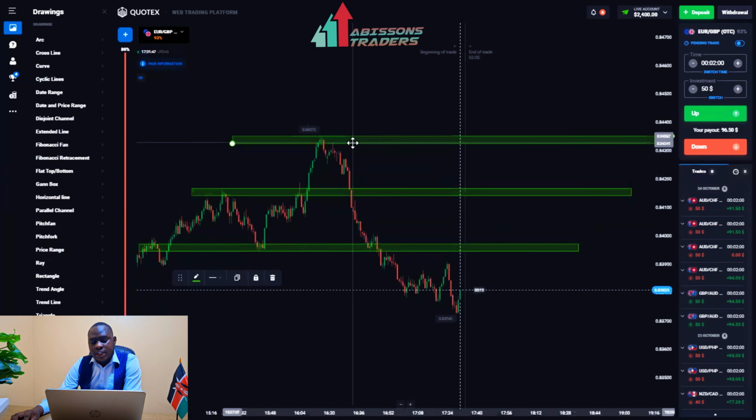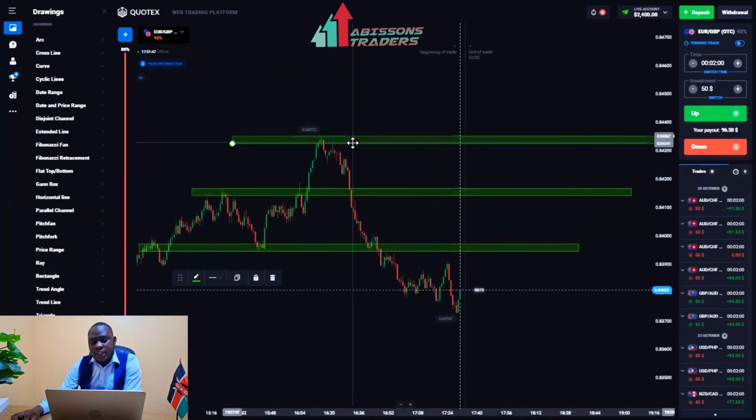So now, these are the zones. I've marked all the zones. I'll tell you why I've drawn these zones there.